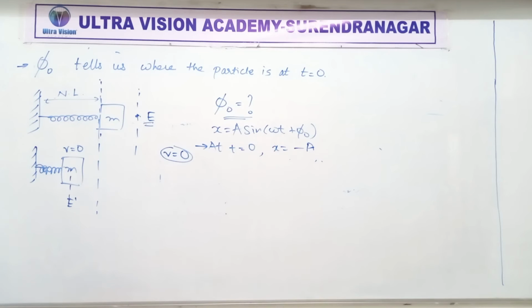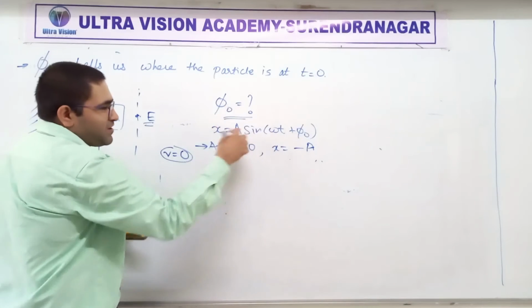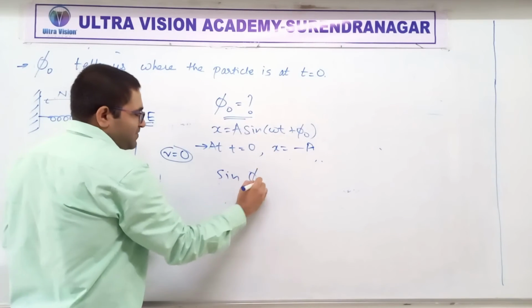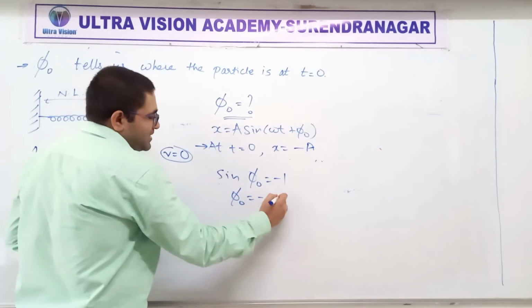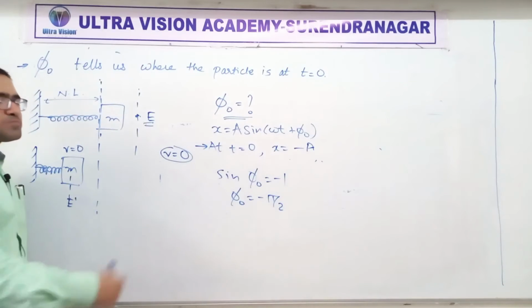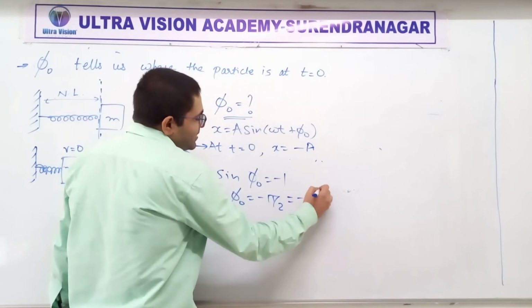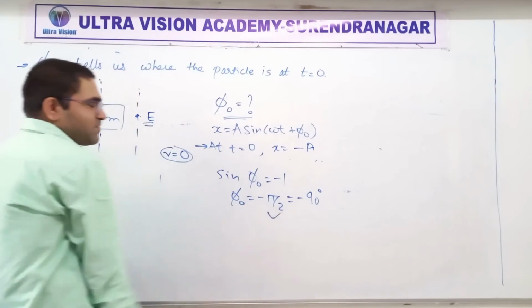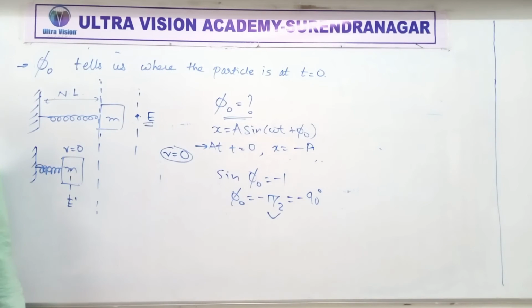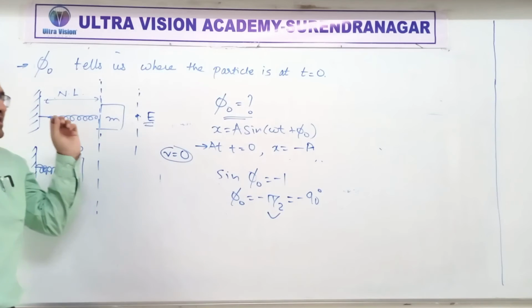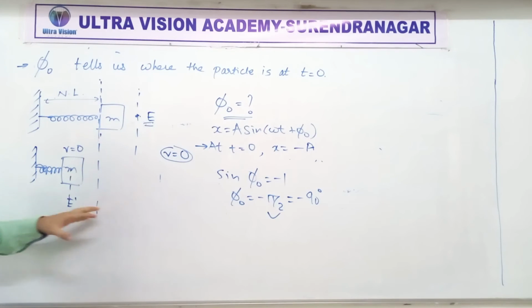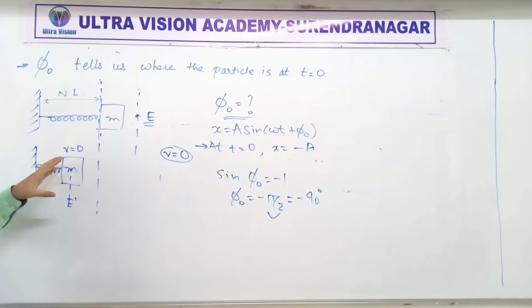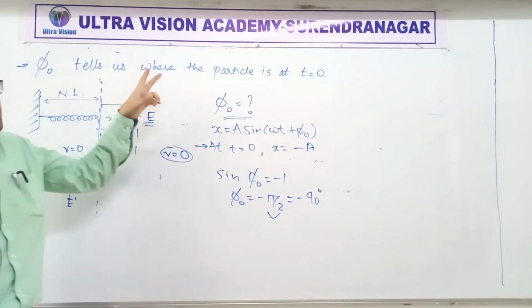Okay, fine. Then obviously if you do the same kind of maths here, you will get sine phi 0 equal to minus 1. So that would mean phi 0 is minus pi by 2 or minus 90 degrees. You can write either, but we generally prefer this. Both are correct though. So that's what we get for initial phase.